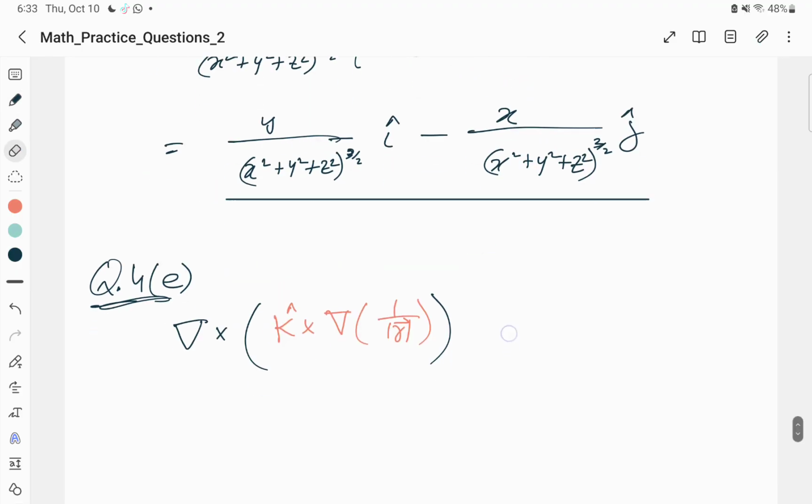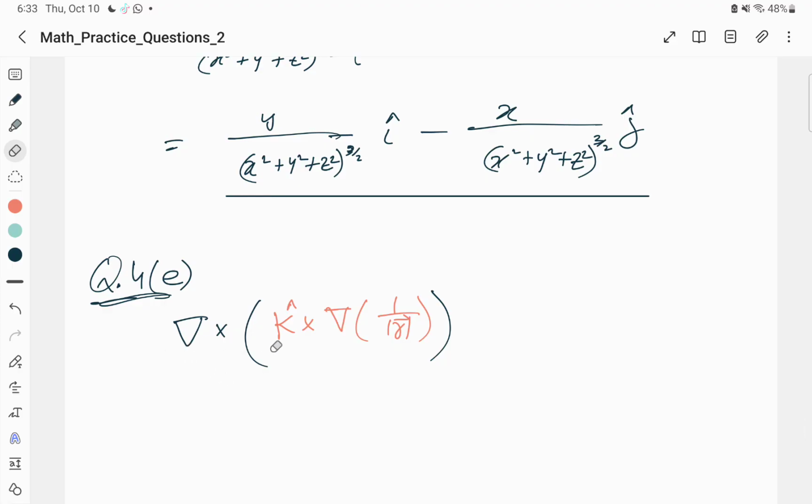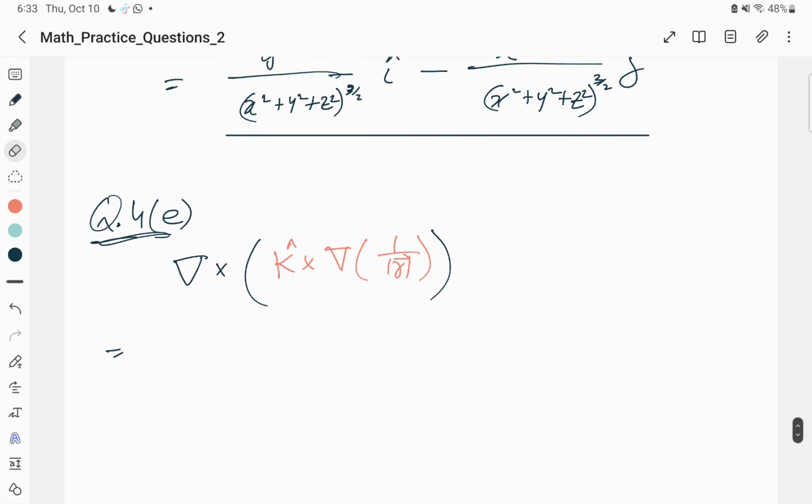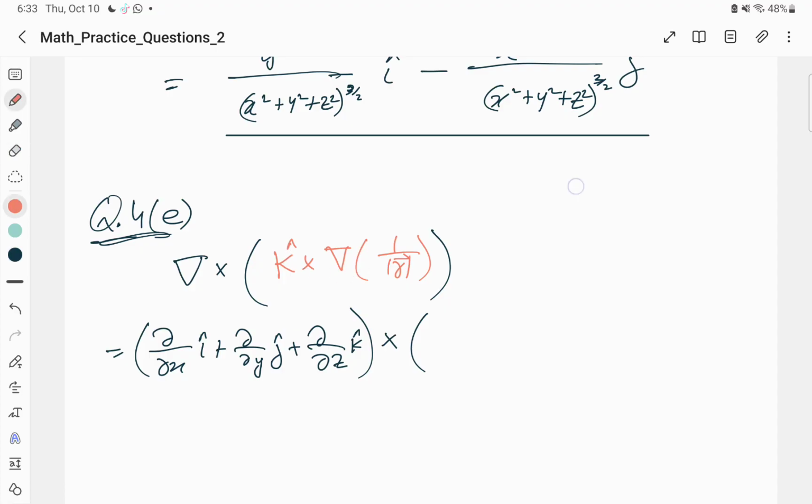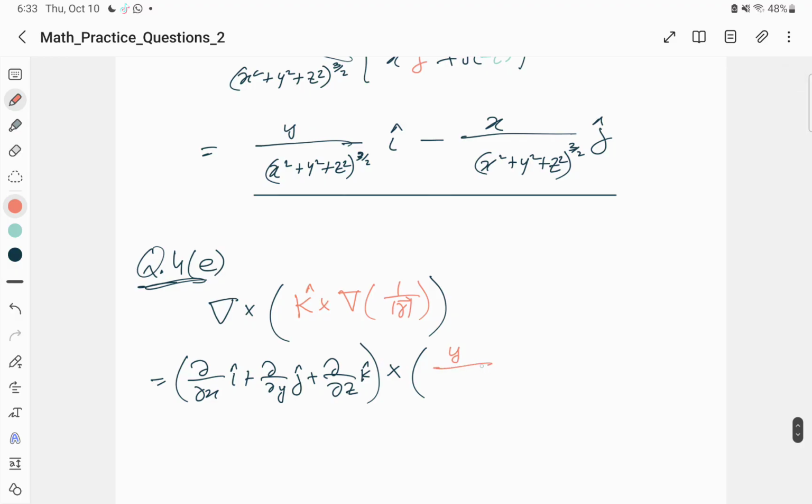Now we start part E. Here we are looking at the cross product of this gradient vector with this vector, which we have already calculated in part D. So let's write them. This gradient vector is basically partial by partial x i plus partial by partial y j plus partial by partial z k, and we have to take its cross product with this vector which we already calculated. That vector is y over (x square plus y square plus z square) to the power 3 by 2 i minus x over (x square plus y square plus z square) to the power 3 by 2 j.